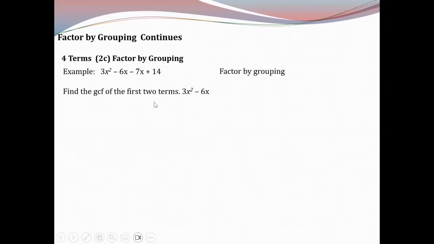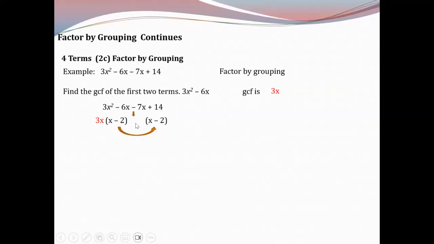And actually, you can get those by looking at the factor sheet. Just go to the 3 and the 6, and you're going to notice that the highest number they have in common will be the 3. And for the x's, they have x squared, and we have an x, so it's going to be 3x. So if you factor out the 3x, what's left? Will be left x minus 2. Now what you have on the left, you put it on the right.